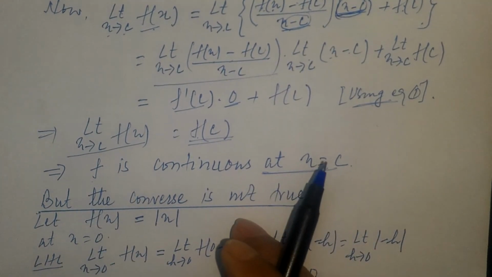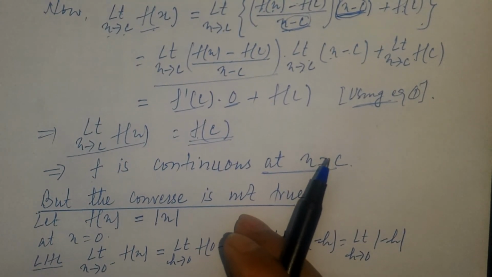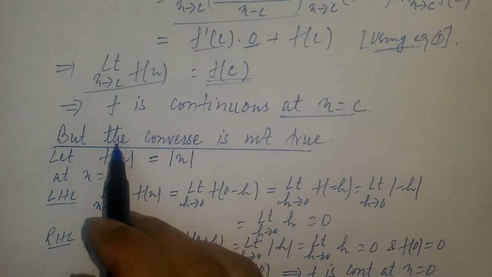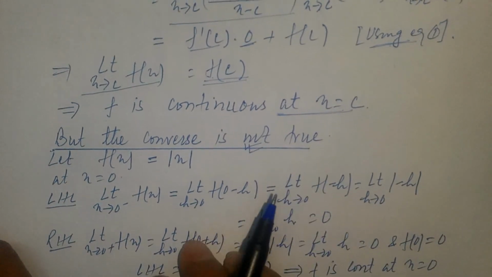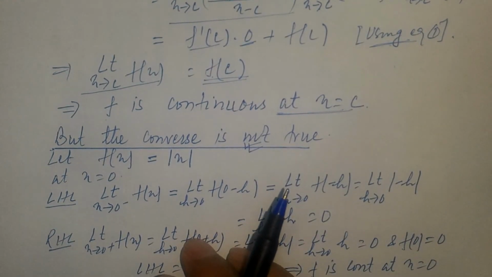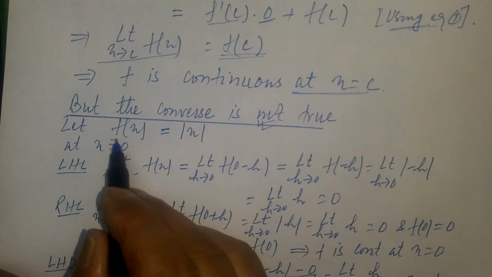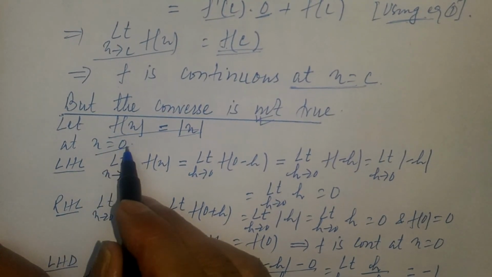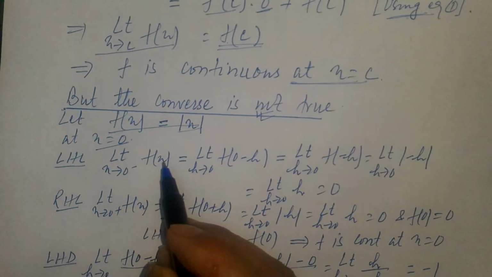So what we have observed is that if a function is differentiable at a point, then it is continuous at that point. But the converse is not true. It is not necessary that if a function is continuous, then it has to be differentiable. Let us see with an example. We have the modulus function. We know at x equal to 0 it is continuous, as we'll see, but it is not differentiable at that point.